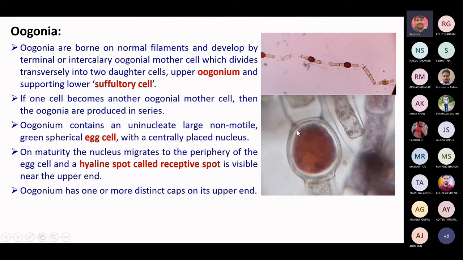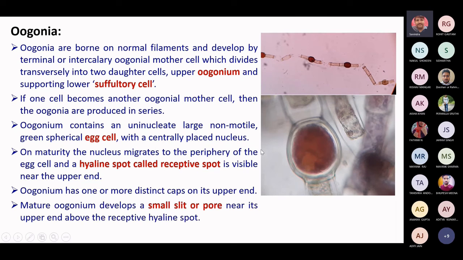One will be visible here, though it's not clearly visible, but yet it may have more than one as well. One will definitely be there because it will develop in the oogonium and supplementary cells. So one is confirmed, and more than one is also possible.